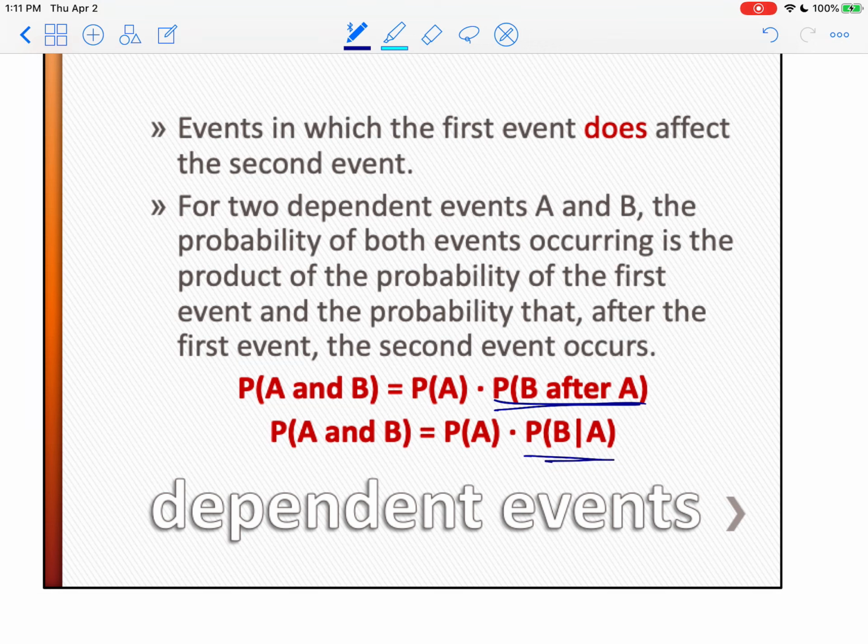So we have the probability that B happens assuming that A happened. And we can write B after A like it's written here, or we can write B and then put this vertical line, and that denotes the same thing as after. So this is the probability that B happens given that A happened first.